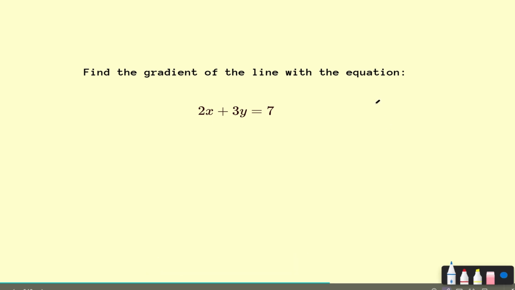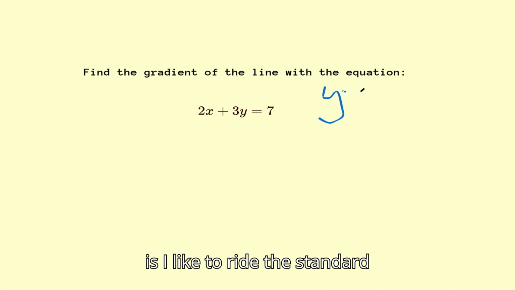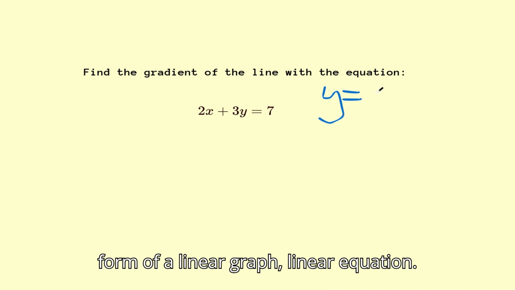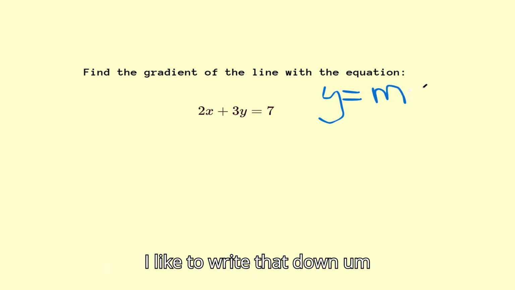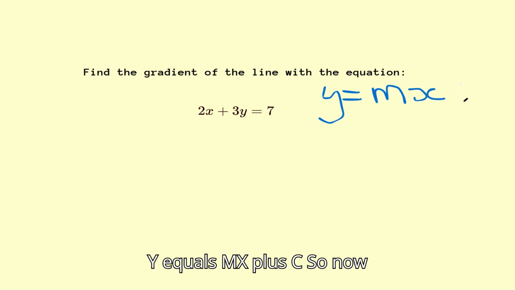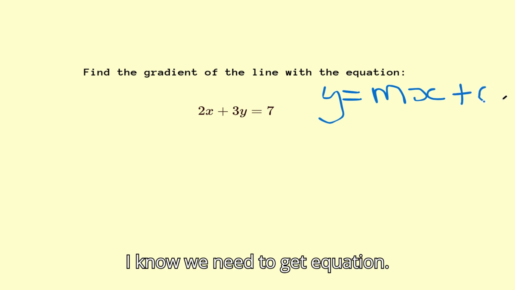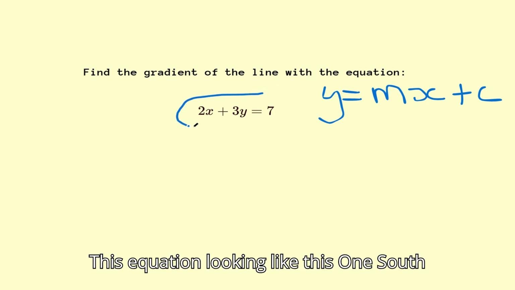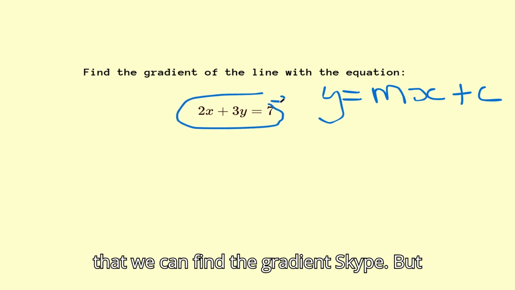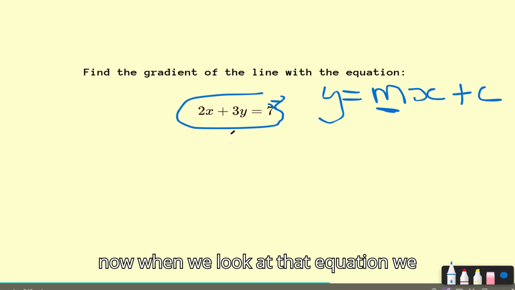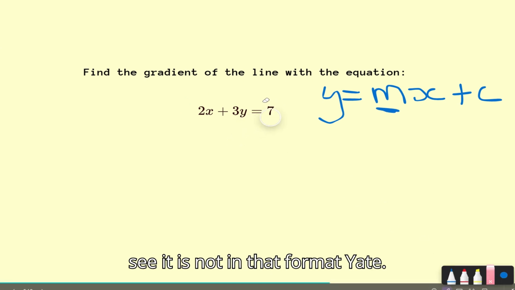Let me show you. Okay, so what I like to do is I like to write the standard form of a linear graph or linear equation. I like to write that down. y equals mx plus c. So now I know we need to get this equation looking like this one, so that we can find the gradient.